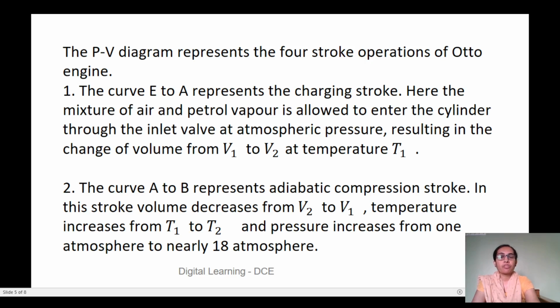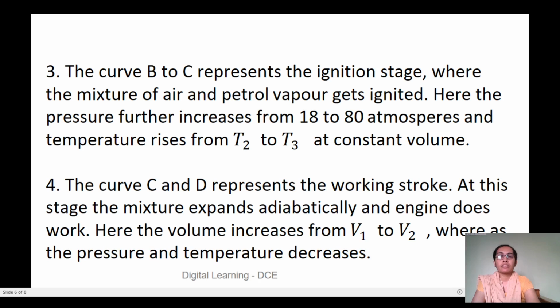In this stroke, volume decreases from V2 to V1, temperature increases from T1 to T2 and pressure increases from 1 atmosphere to nearly 18 atmosphere. The curve B to C represents the ignition stage where the air and petrol vapor mixture gets ignited. Here pressure further increases from 18 to 80 atmosphere and temperature rises from T2 to T3 at constant volume.